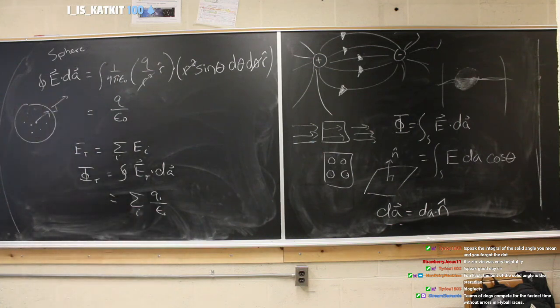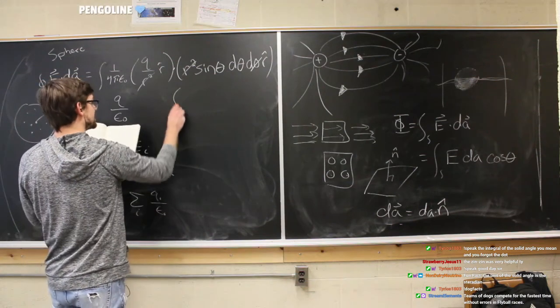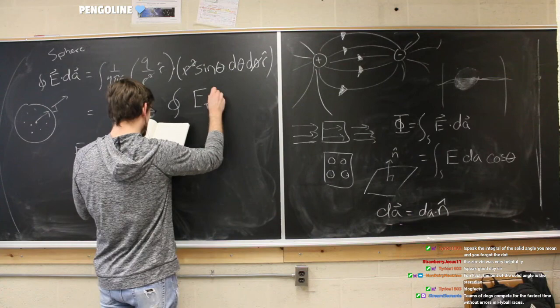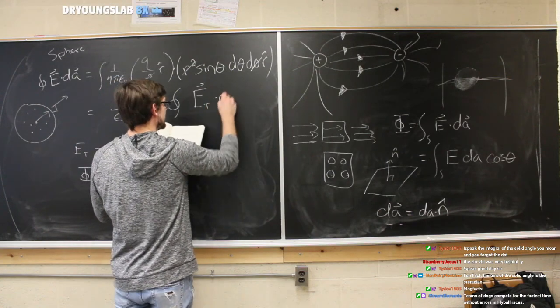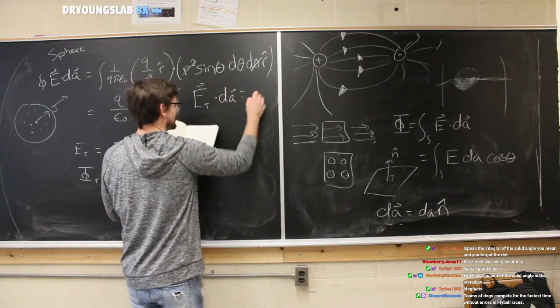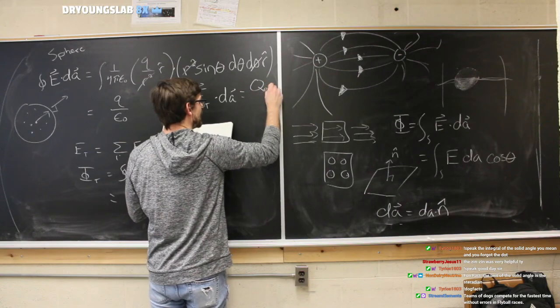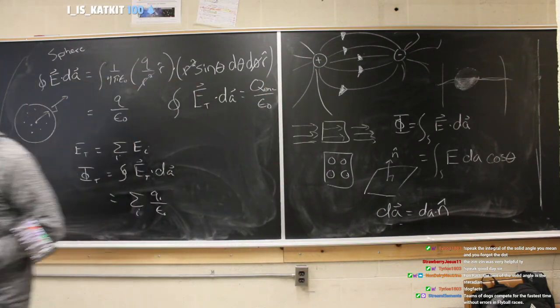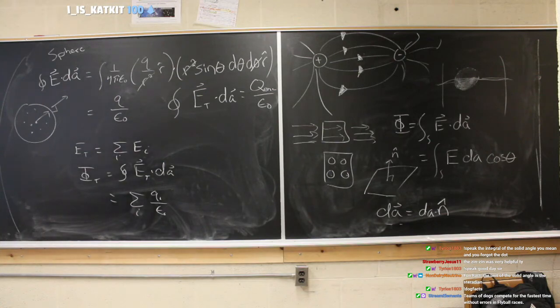Okay? So what does that mean? That means we have our Gauss's law in its original form. The total electric field dotted with the area is equal to the Q enclosed over epsilon naught. So we have gotten Gauss's law.